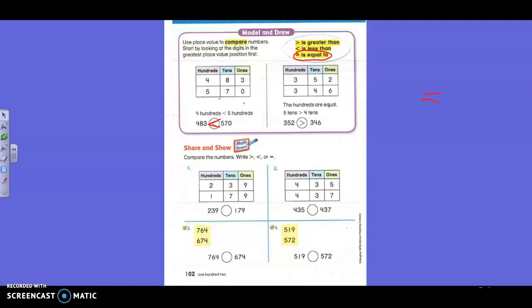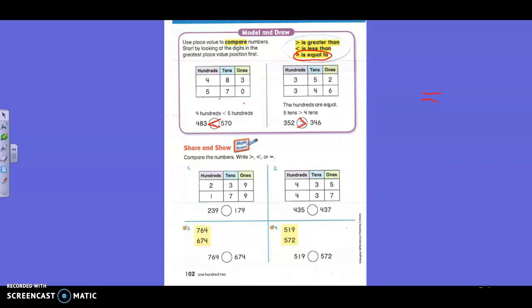Okay. 352, 346. You look at the hundreds first. They are the same. So then we need to look at the tens. 5 and 4. 5 is greater. So you're gonna eat the number that has the 5 in the middle. 352 has 5 in the middle, so you're gonna eat 352.